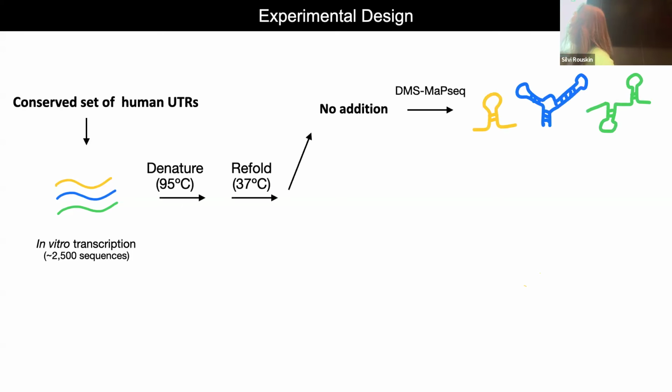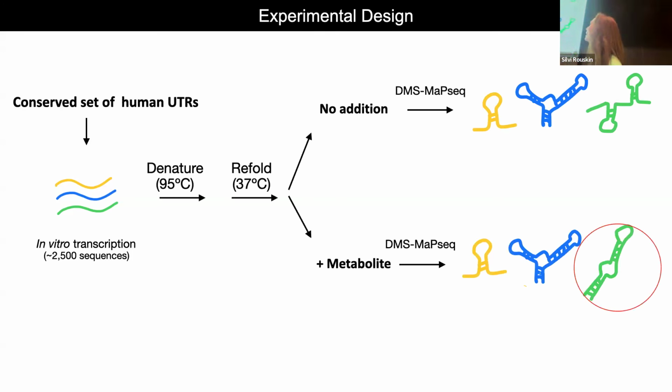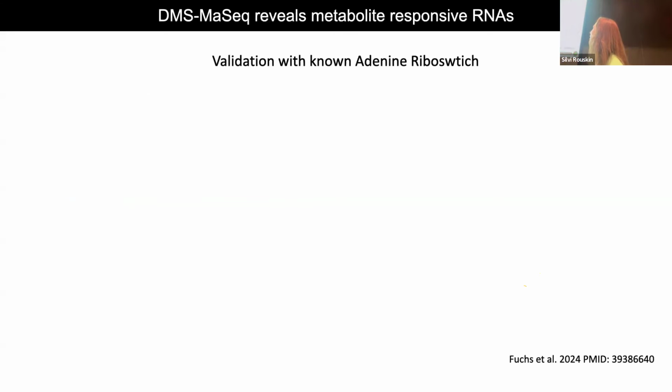So how does this work? Basically, what we did is we took a conserved set of human UTRs, in vitro transcribed them, let the RNA refold, and then we do DMS-MaPseq without addition of a ligand. And then we add some small metabolite and do DMS-MaPseq again, and then simply ask, well, did anyone change structure because we added this thing?